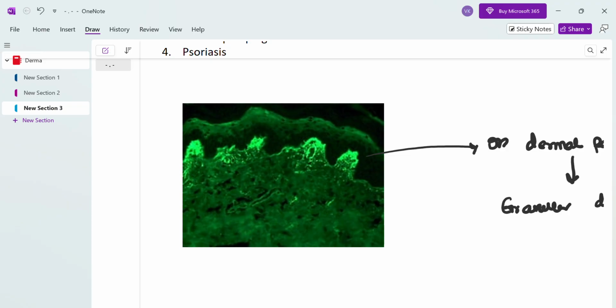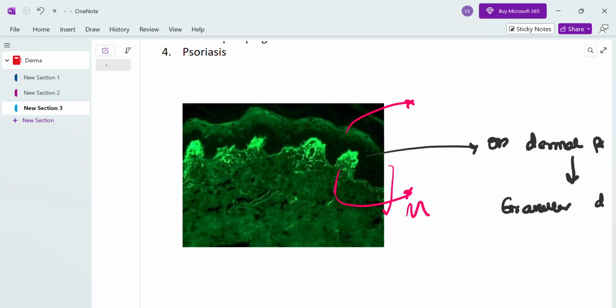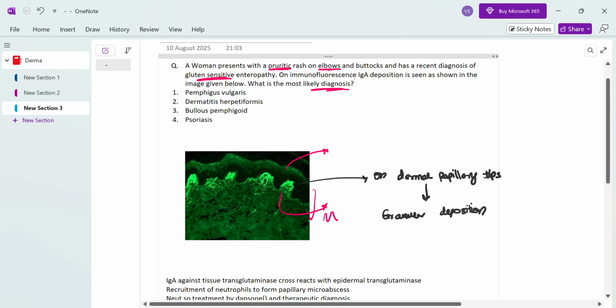So in this picture, this is the epidermis and this is the dermis. This is the papillary dermis, that is, it has papillae, the projections, right? What we are seeing here is that the tips of the papillary dermis are glowing. So we know that IgA is deposited on the dermal papillary tips. If we see this picture from above, won't it look like multiple points? So this is also known as granular deposition. This is what I have written.